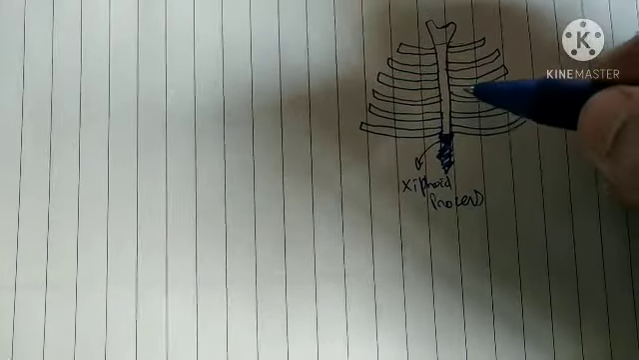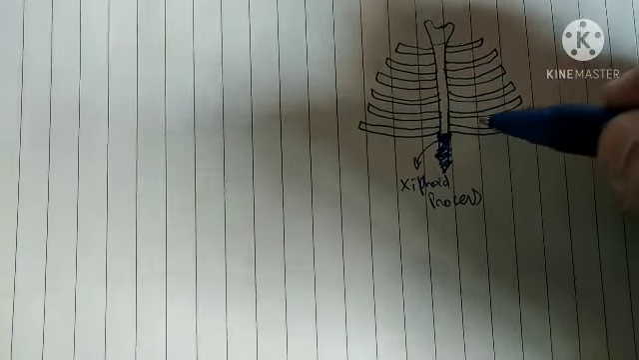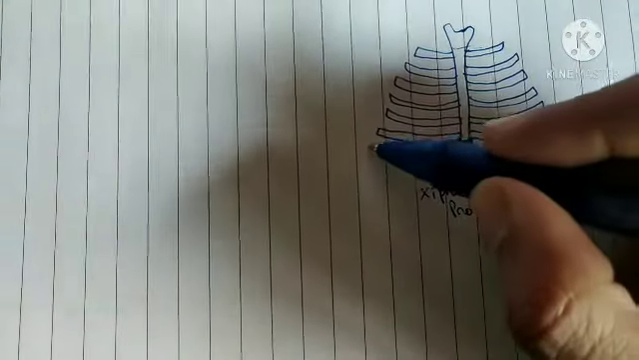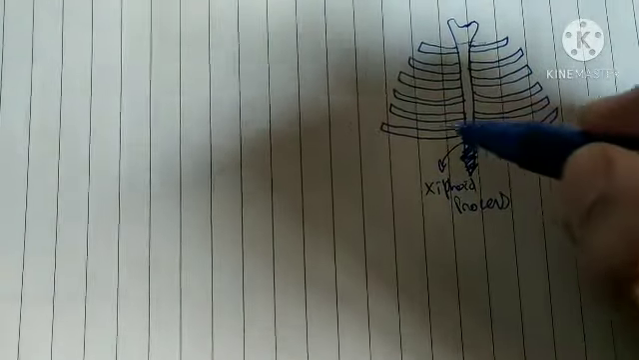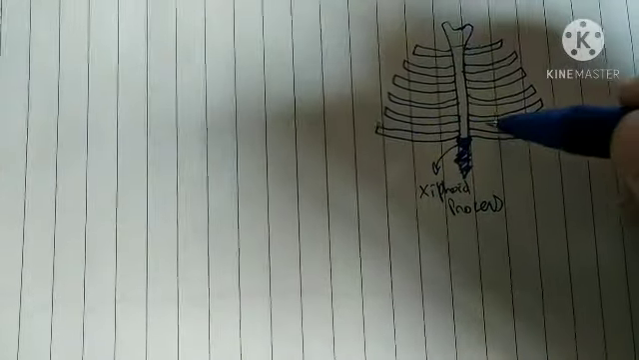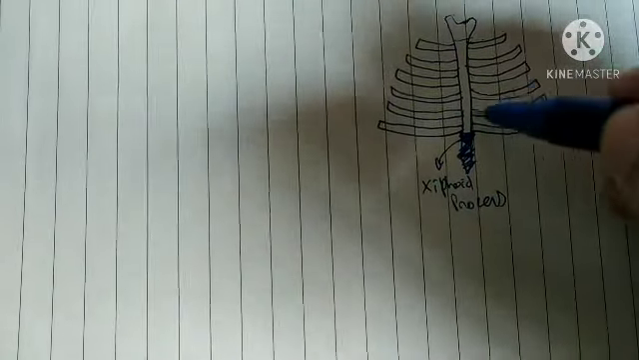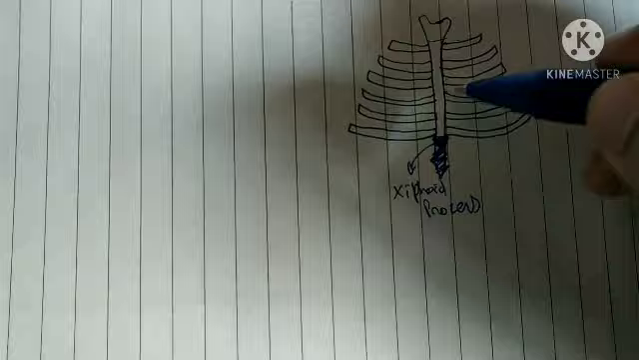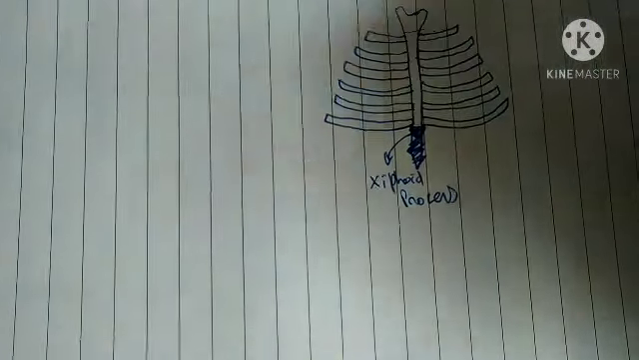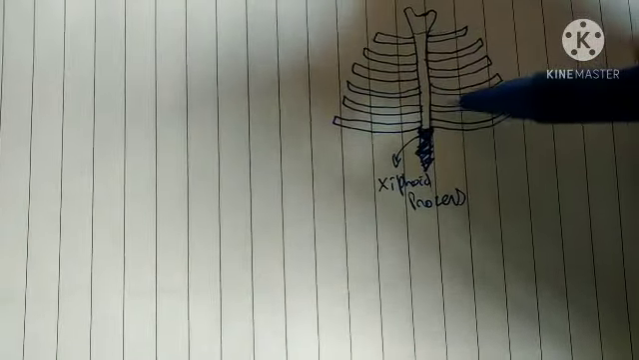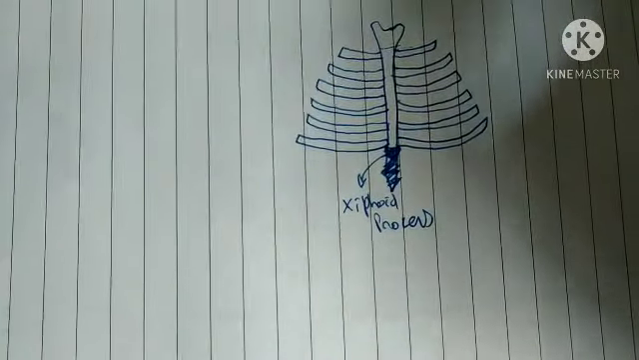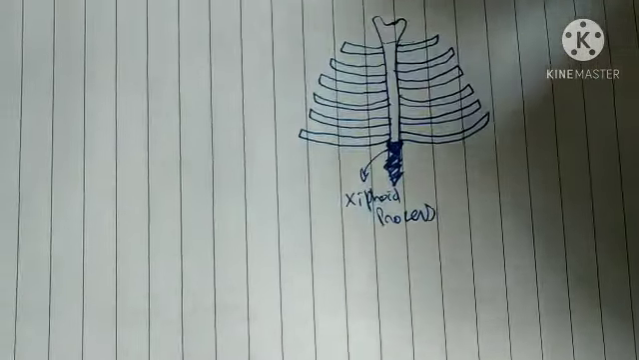Why have I drawn only 6 ribs? Because at the level between the 5th rib and the 6th rib there is the diaphragm. Here the diaphragm is present, and above the diaphragm the heart is present. As we are concerned with only the heart, we do not require more ribs. In total there are 12 ribs, but here we require only 6 of them.